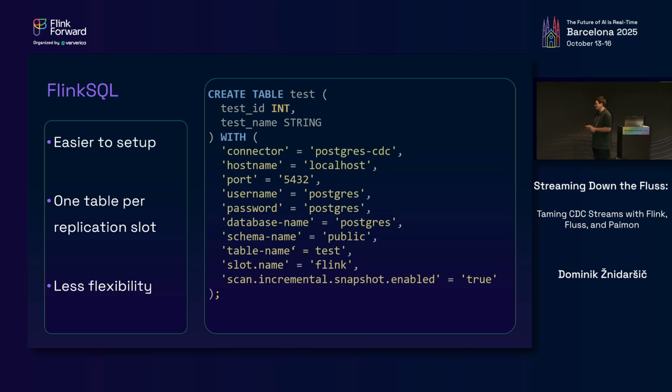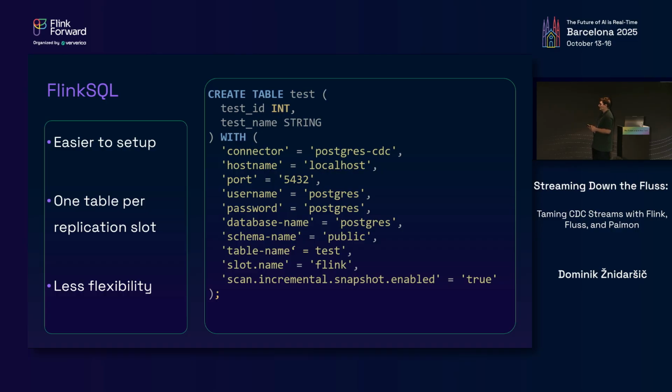And of course, the important thing is the slot name, because each database that is replicated from, let's say, Postgres, has its own replication slot. So Flink can have its own. You can have multiple replication slots. For example, if you wanted to have one stream for users and one stream for orders, you could have 2 replication slots. Not that I recommend many replication slots, but it is possible. But of course, SQL is easier to set up, while it does not give that much flexibility.